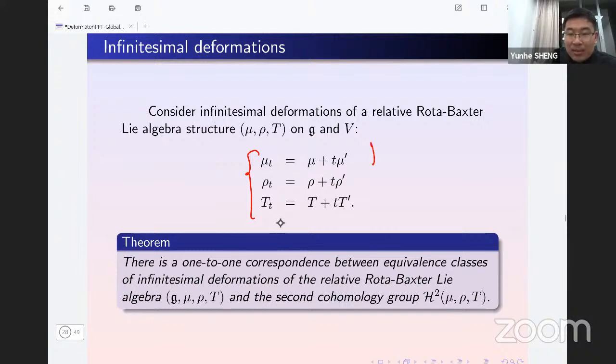Then we can show that d of (mu prime, rho prime, T prime) is 0. This means that (mu prime, rho prime, T prime) is a 2-cocycle. And then consequently, we can show the following theorem. There is a one-to-one correspondence between equivalence classes of infinitesimal deformations of the relative Rota-Baxter Lie algebra and the second cohomology group.